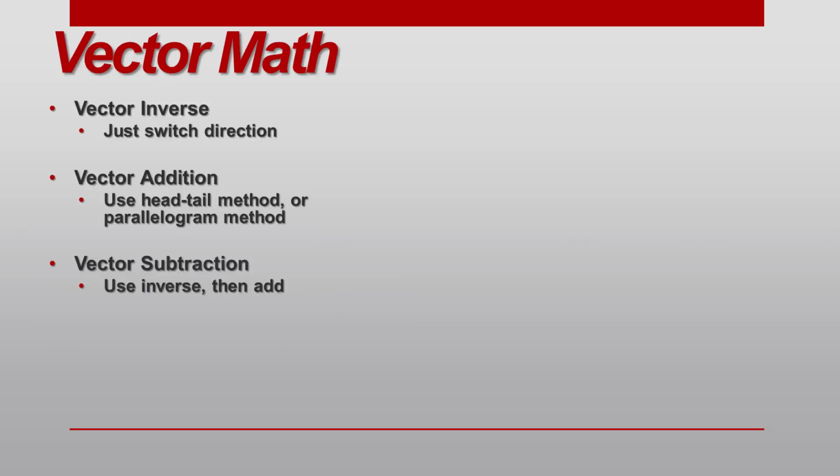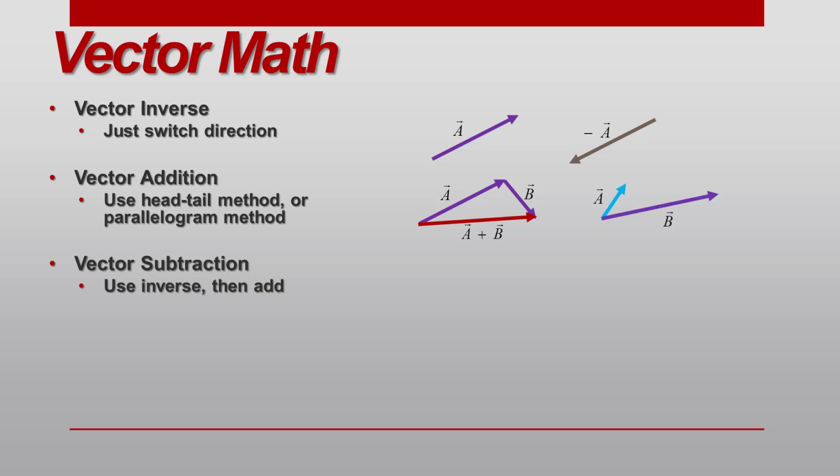Up till now we have discussed the inverse or negative of a vector, in which, if we have a vector, we just have to switch the direction. That gives us the negative of the vector. Then we discussed vector addition by the head to tail rule, in which the head of the first vector is joined with the tail of the second vector, and the tail of the first to the head of the last gives us the resultant. Or we can do the same by the parallelogram method, in which we draw parallel vectors of the given vectors, and then the resultant, the diagonal, gives us the sum of these two vectors.